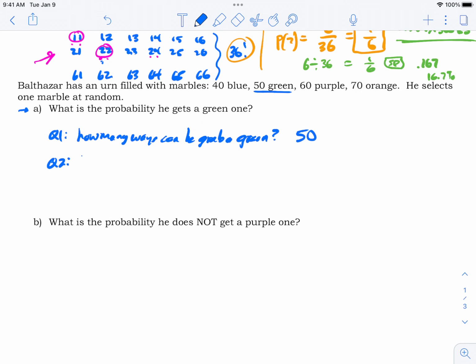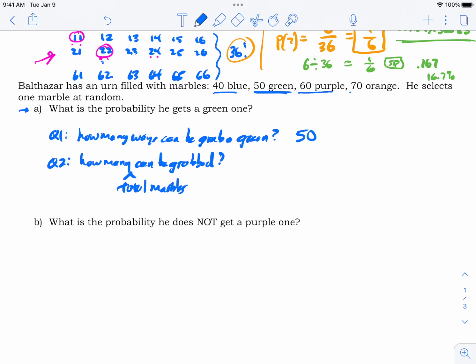Question 2, how many total marbles can be grabbed? Now you have to start saying, well, I could have got any one of those 40 blue ones, or any one of these 50 green ones, or any one of these 60 purple ones, or any one of these 70 orange ones. That adds up to what? 40, 90, 150, 220. That adds up to 220.